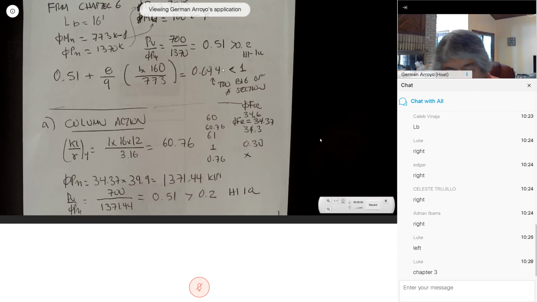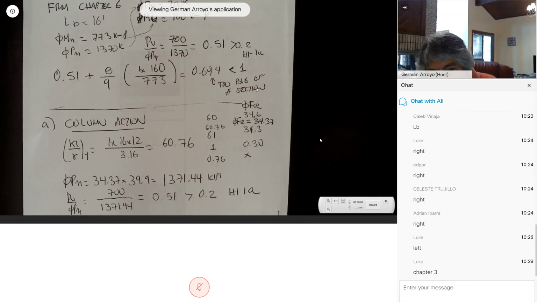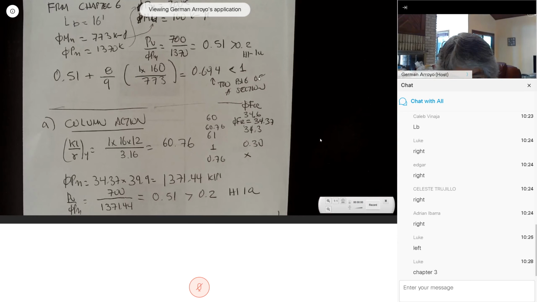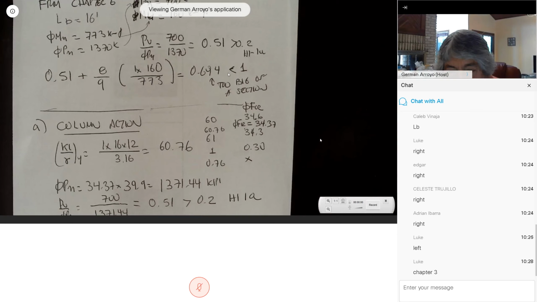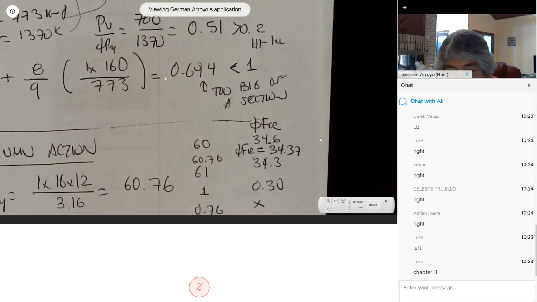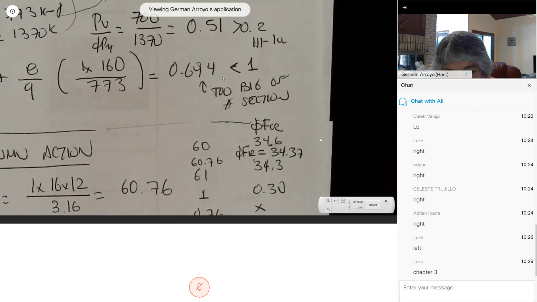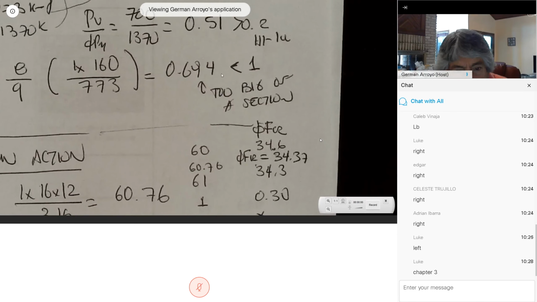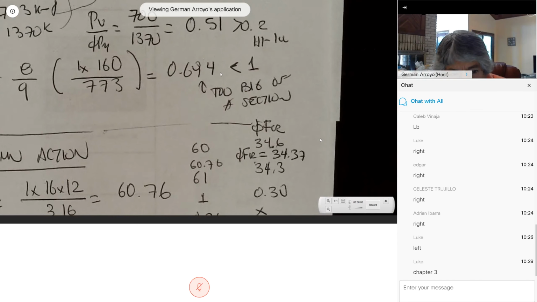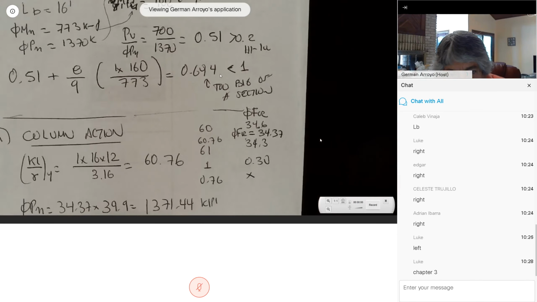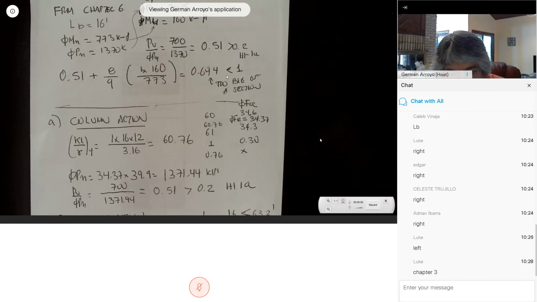This is a very heavy section. This is a section that is over designed, because the best sections are the ones that are closest to one. Sometimes this is the only section in that group that could work, but most of the time we could get a better section. So in your future life, you can with confidence find this section, and obviously if nobody asks you for a better section, this section will work.